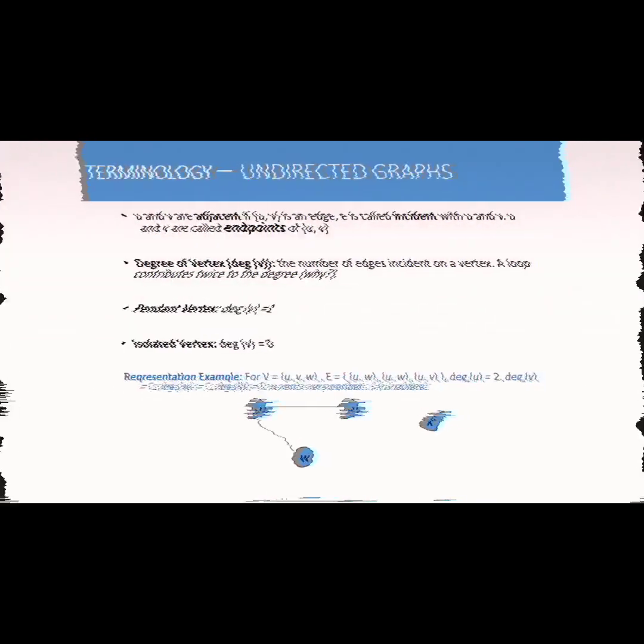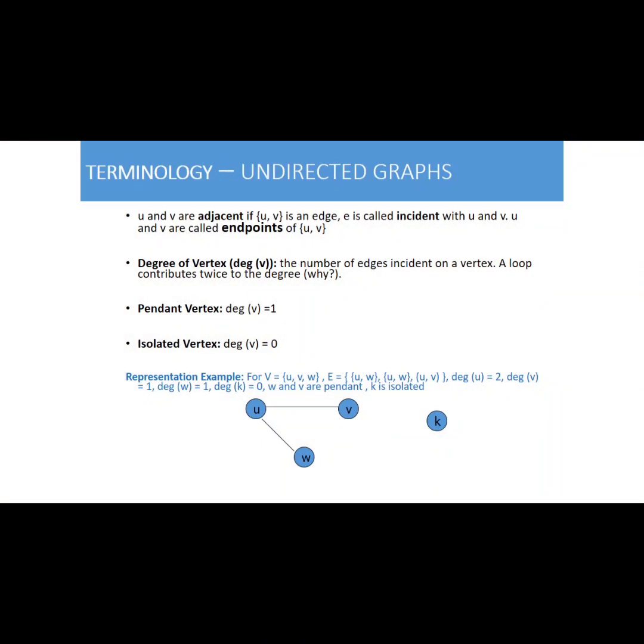Next, see the terminology of an undirected graph. Suppose in a graph U and V are adjacent, meaning if U and V form an edge E, then E is called incident with U. Let us see the graph: U and V are connected by an edge, which means these two points are adjacent, and the edge connecting U and V is incident with U and also incident with V. That is the terminology of adjacent and incident. U and V are called the end points of this particular edge.